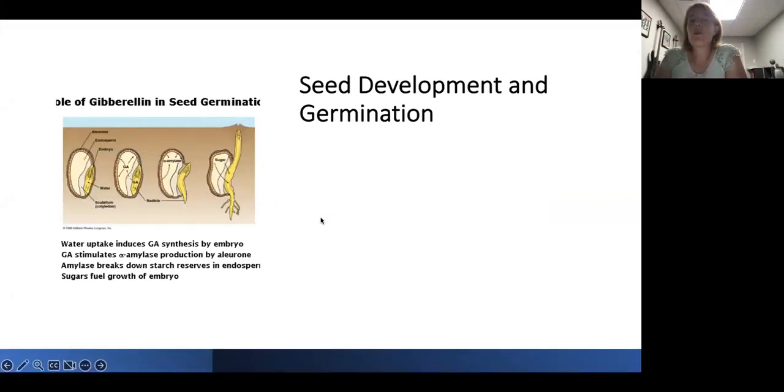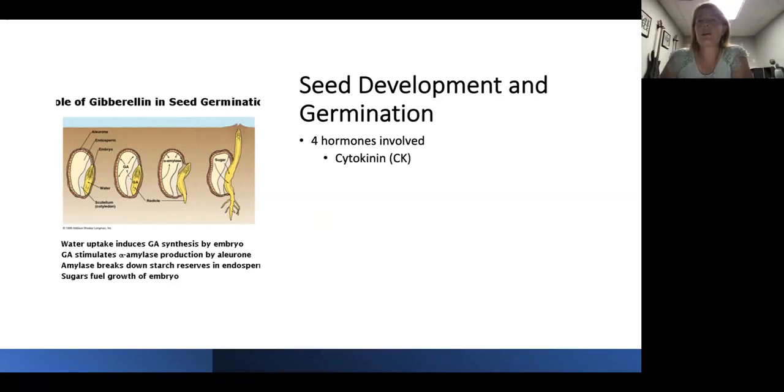So we have a bunch of hormones that are important in seed development and germination. So we have a hormone called cytokinin, and cytokinin is really, really important in cell division. So it's really important in making the embryo, and then when it's time for the seed to germinate, cytokinin is really crucial for cell division to occur to help the plant get bigger. Then we have gibberellin, and gibberellin is what controls this process of starting the breakdown of starch.